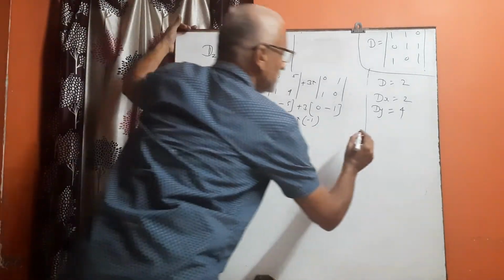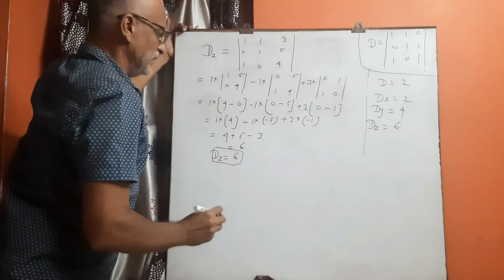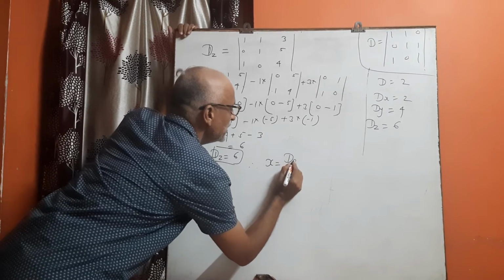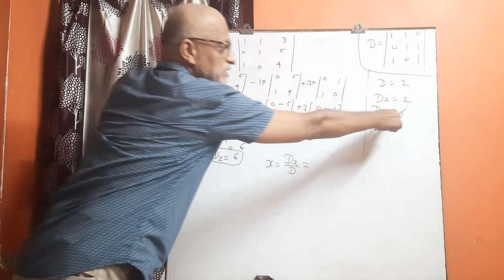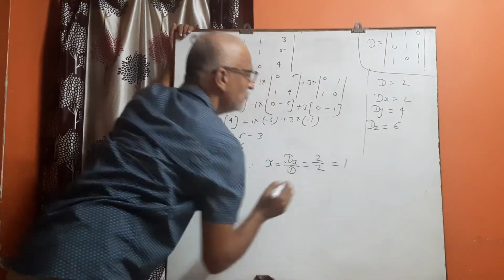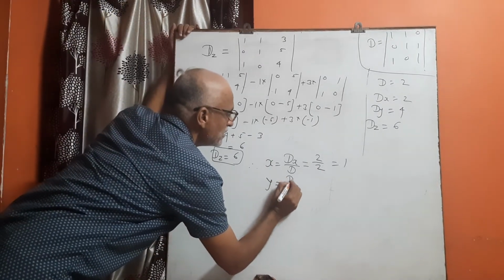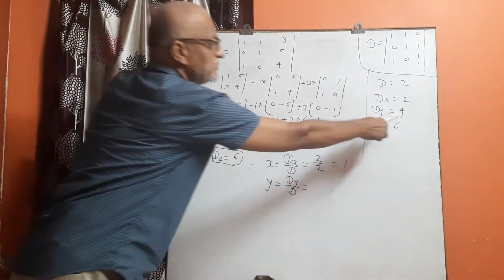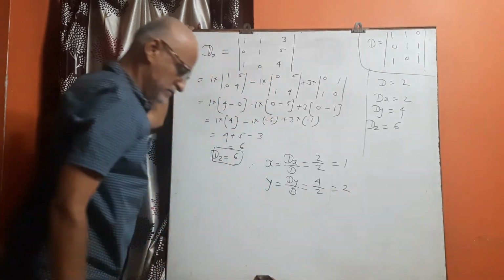So dz is equal to 6. Therefore x is equal to dx upon d. The value of dx is 2 and D is also 2. So it is 2 by 2, which is equal to 1. y is equal to dy upon d. The value of dy is 4, so we get 4 upon 2, that is equal to 2.